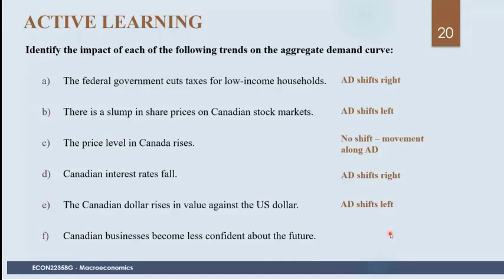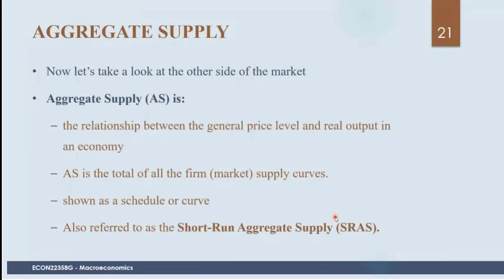And what if Canadian business is less confident about the future? Well, we know that would shift it to the left. Okay. Now we're going to talk about the aggregate supply curve. So we're looking at the other side of the market. The aggregate supply curve is the relationship between the general price level and real output in an economy. Okay, and so that's the space that we're working in.